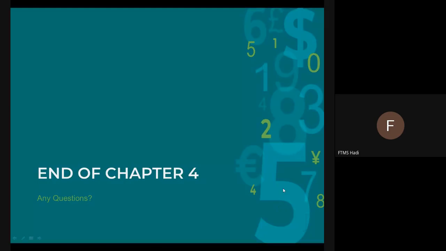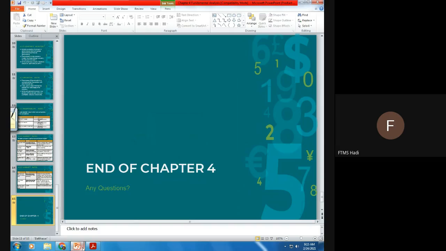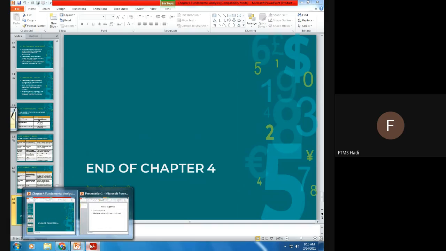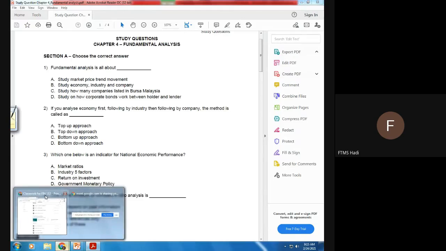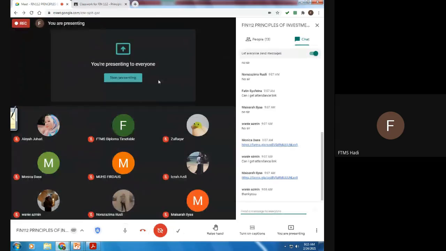Okay, end of chapter 4. I don't have examples here, but later on I will show you in the study questions. Any question before we proceed with the example? Any question?